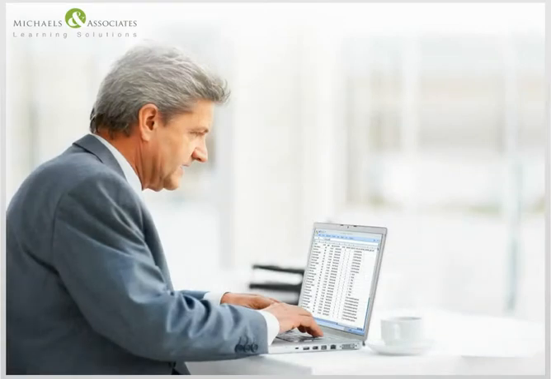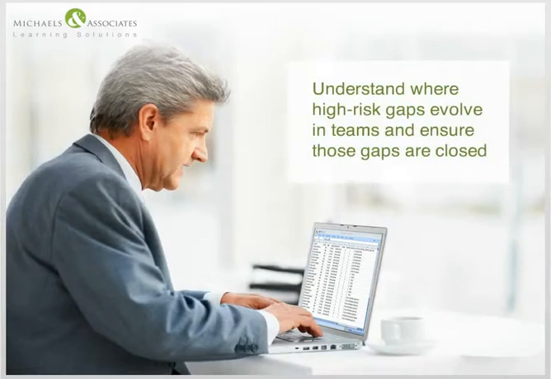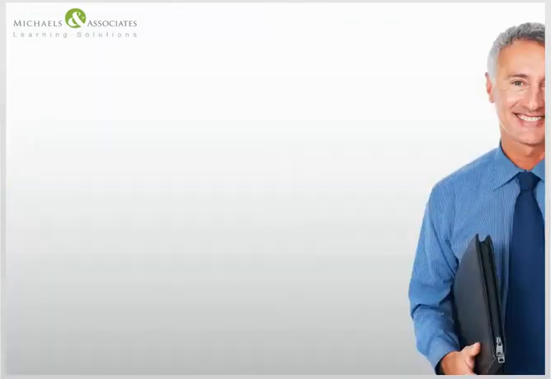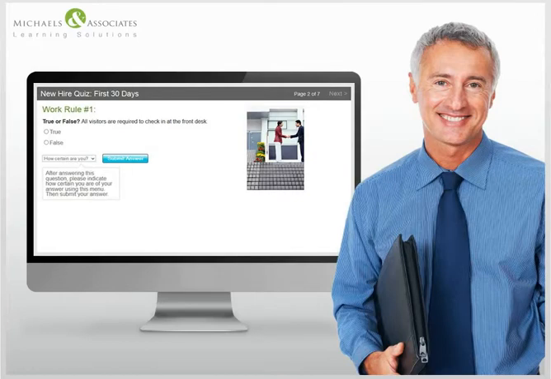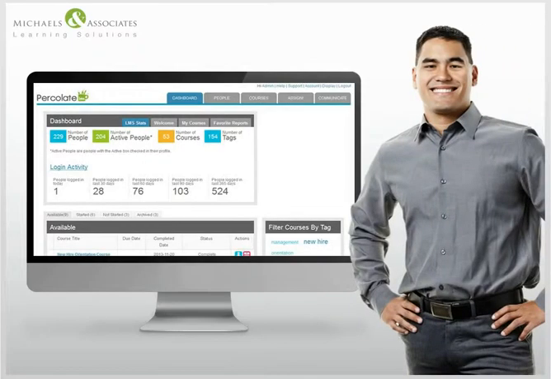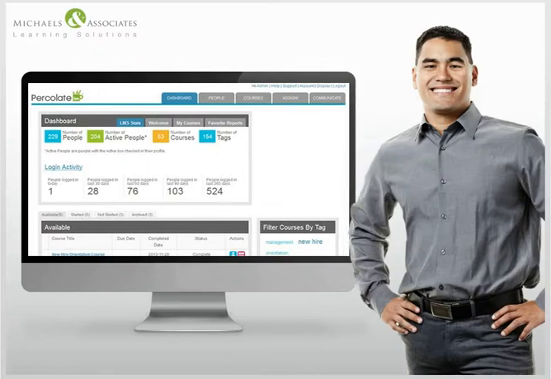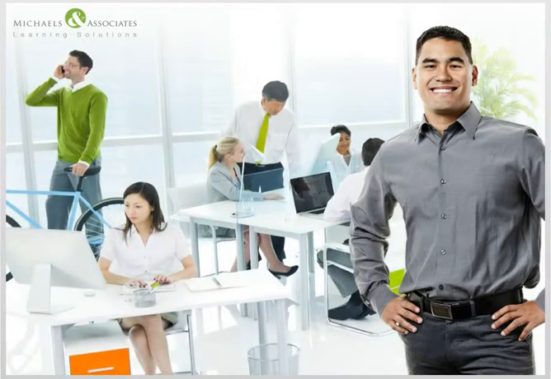Also, reports that detail levels of certainty and knowledge for all employees across the company can help managers and supervisors understand where high-risk gaps evolve in their teams and ensure those gaps are closed. So it's clear that capturing learners' certainty provided a more realistic training measurement and helped to prove employees clearly understood what was being taught in the first course. After speaking with his boss, Jake was excited to incorporate this assessment strategy into the remaining courses of the training program. Then, he spread the good news about this technique across the organization.